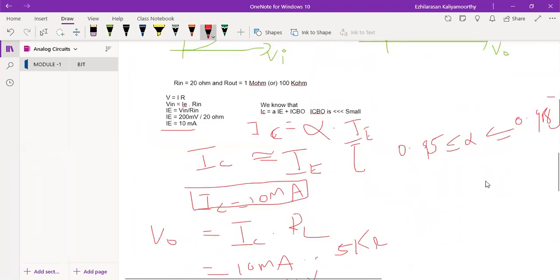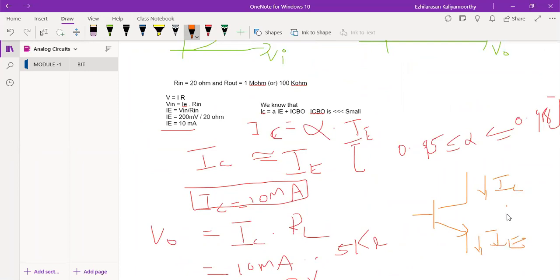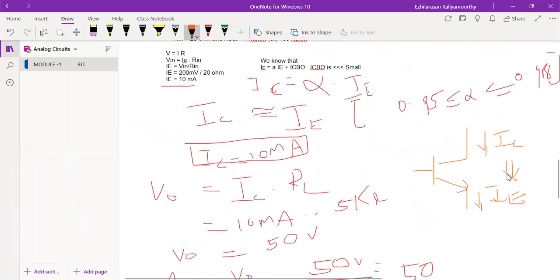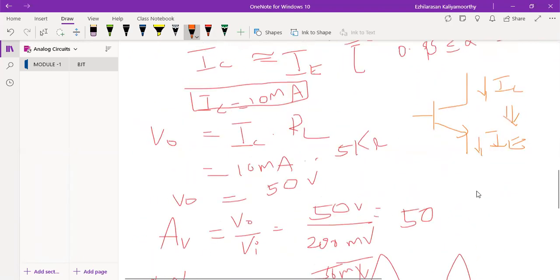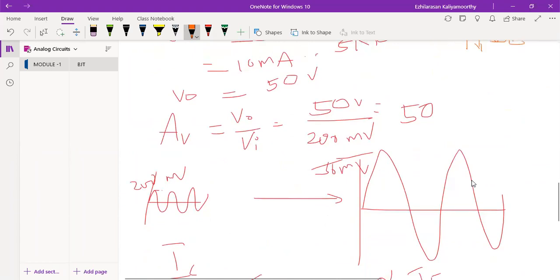That is why we can say, in your transistor, like you see, this is the transistor, right? What is the current we are getting? This is the IC current, and this will be the IE current. So the same current will flow here also, with only some very small changes. That is why I can say IC is equal to IE.